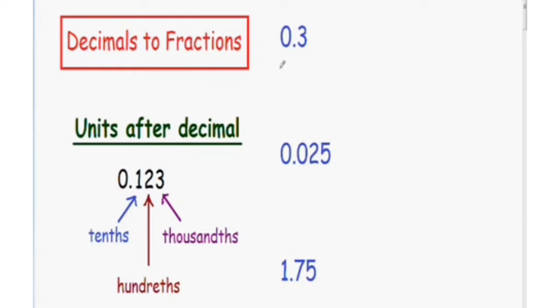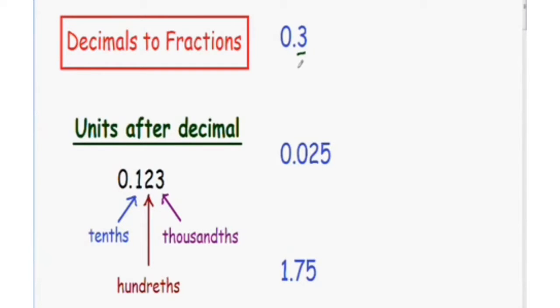In this class, we are going to be looking at changing decimals to fractions. In our previous class, we have already discussed how you can change fractions to decimals. In changing decimals to fractions, we are going to make use of the place value of the last digit. The place value of the last digit will determine what the denominator will become.